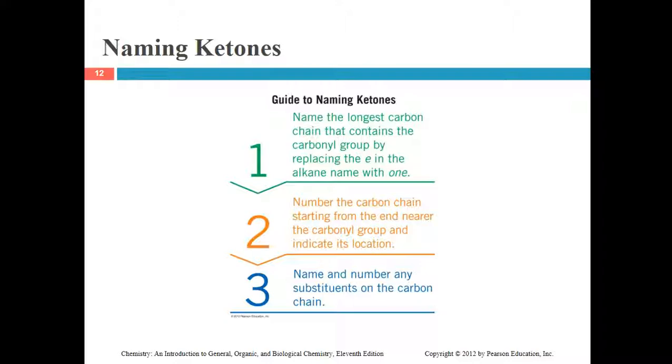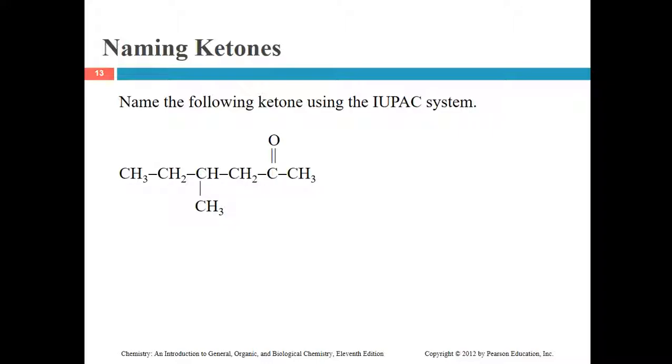So, guide to naming ketones. Name the longest carbon chain that contains the carbonyl group by replacing the E in the alkane name with -one. Number the carbon chain starting with the end nearest the carbonyl group and indicate its location. Name and number any substituents on the carbon chain. So let's see if we can name this. Press pause and come back.